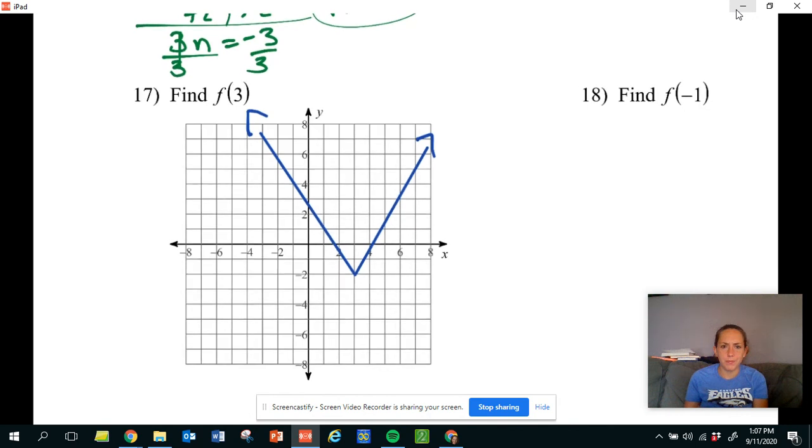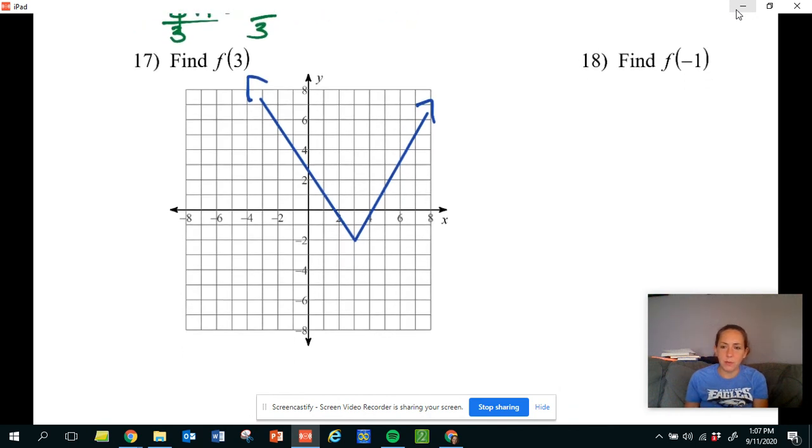Okay, this one. You're going to use this graph for both 17 and 18, by the way. So here, when it says find f of 3, it's talking about the x value. So you go where x is 3, and you see what y is. So in this case, y is negative 2. So f of 3 is negative 2.